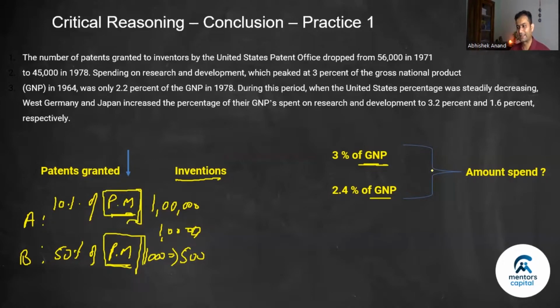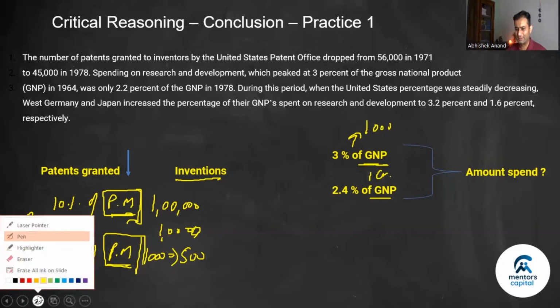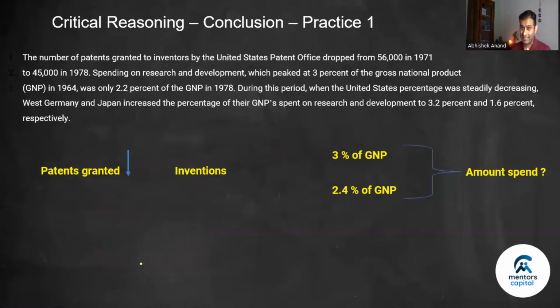So in this case, if you automatically infer that the amount of expenditure has gone down, that's a big mistake because we don't know the GNP. What if the GNP here was only 1,000 and GNP here was 1 crore? So the amount spent would actually be more, right? So there are two kinds of mistakes that we can commit. A, we can infer that inventions have gone down, which we cannot. Second thing that we can infer is that the amount spent by US has gone down. Even that we can't infer.